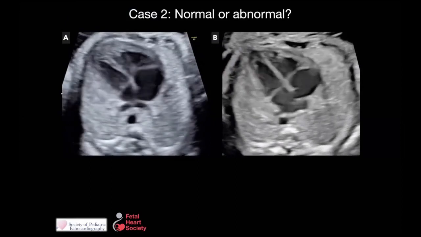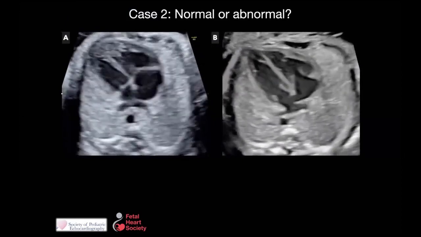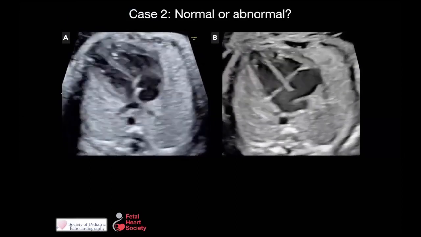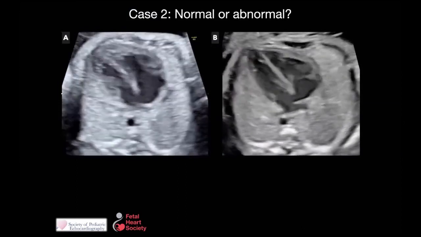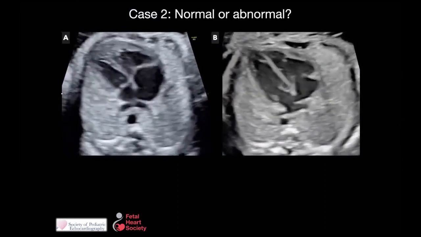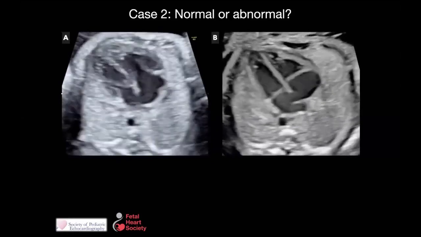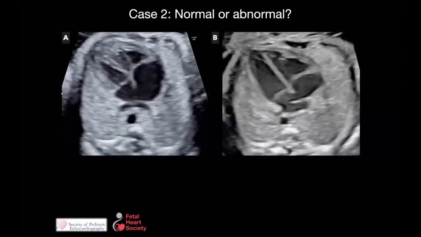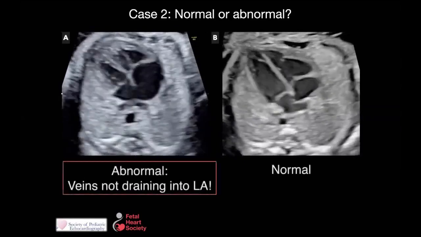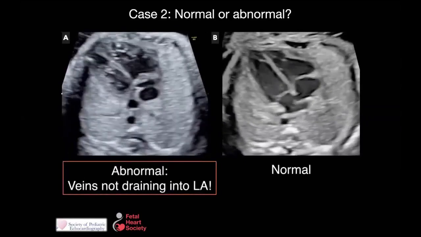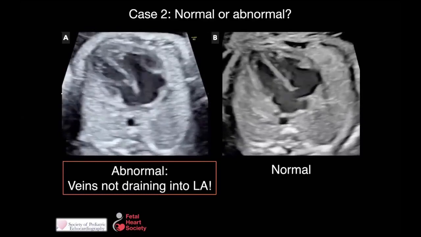Case number 2, normal or abnormal. So we have image A, a 4-chamber heart in apical view, and image B, a 4-chamber heart as well. I'll give you a second just to look at this 4-chamber view. Well, if you guys are sharper than I am, here we have B, which is a normal 4-chamber view, and A, which is abnormal.